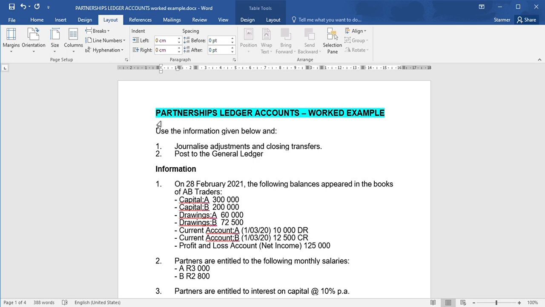In this video I will be going through a worked example on partnership ledger accounts, starting with the general journal where you have to journalize the adjustments and closing transfers and thereafter post into the ledger. Now strictly speaking, you're supposed to journalize the adjustments, post those to the ledger, then journalize closing transfers and post those to the ledger. But the way I will do it is I will do the whole general journal first and thereafter just pick up some of the general ledger accounts.